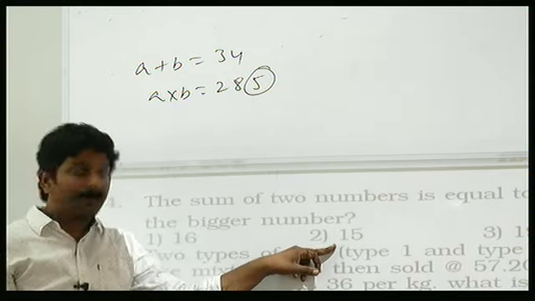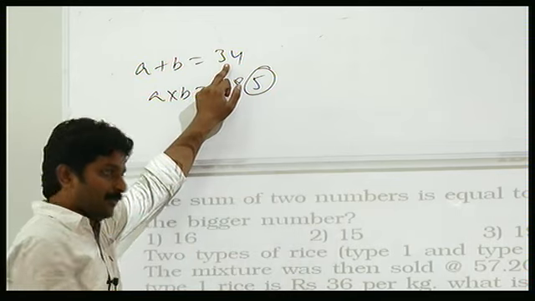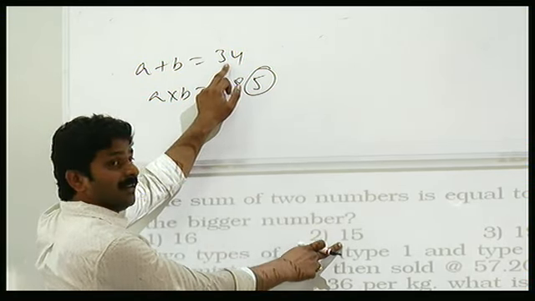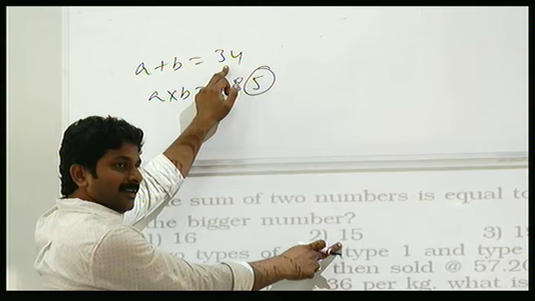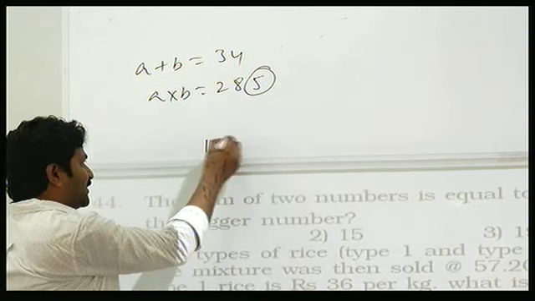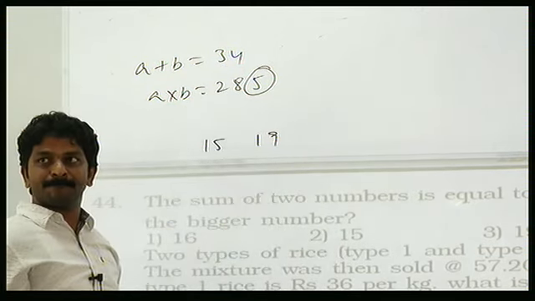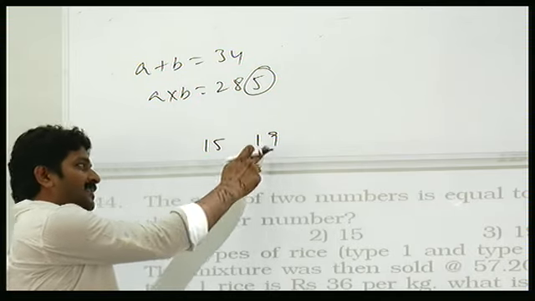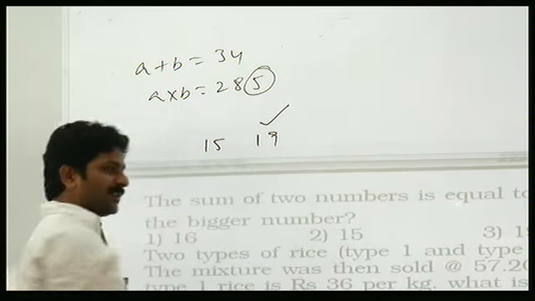If it is 15, the sum of numbers is 34, one of the numbers is 15, the other number is 19. Yes or no? So our numbers are 15 and 19. You are asked about the bigger number, 19 is your answer.